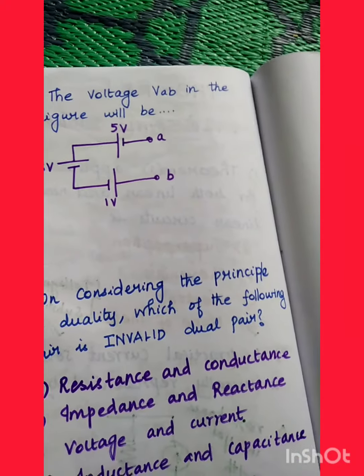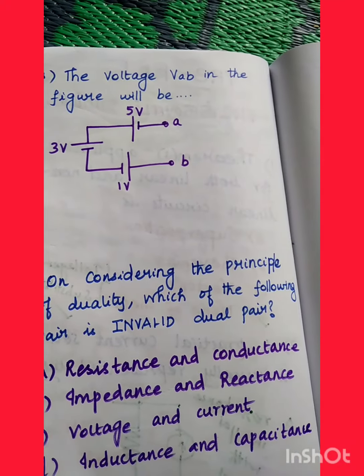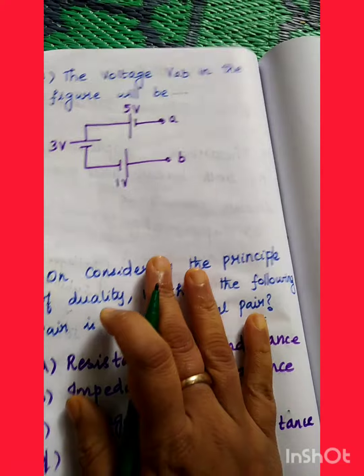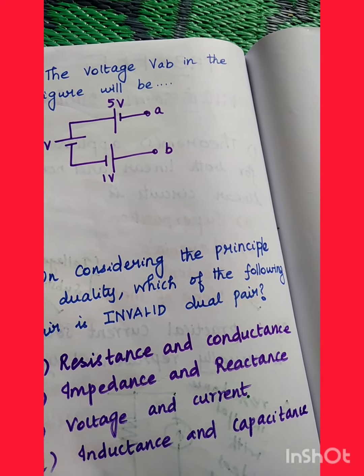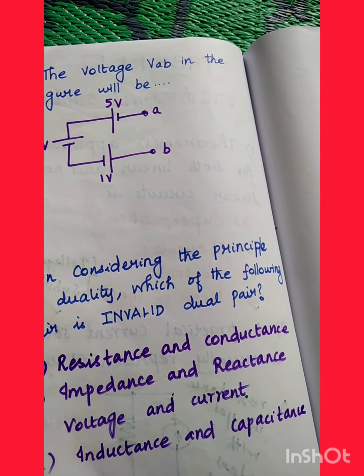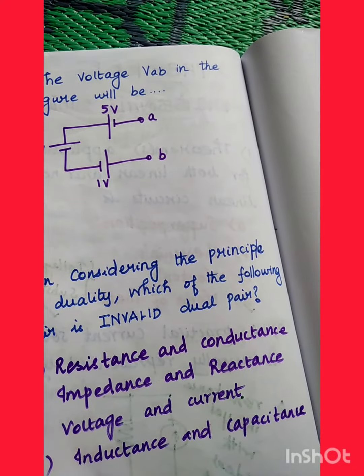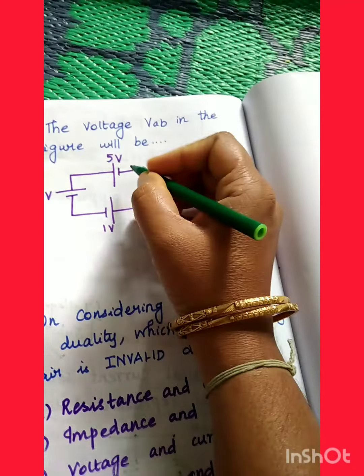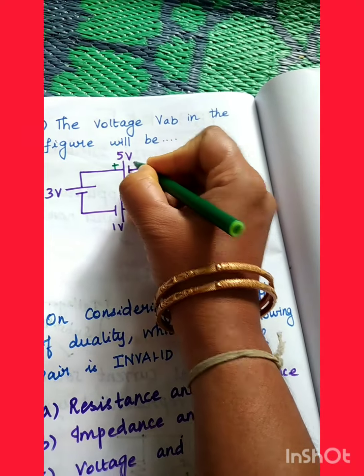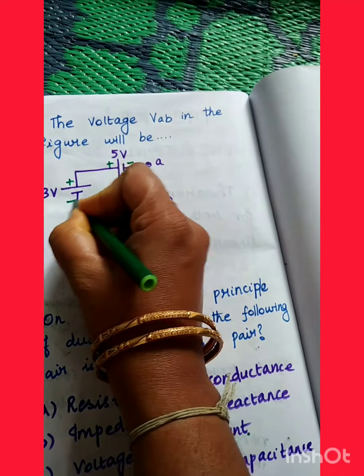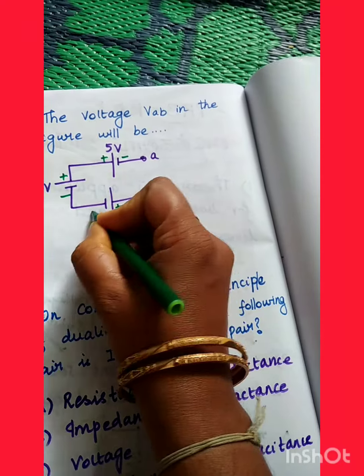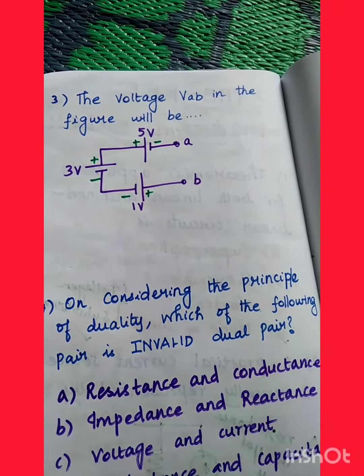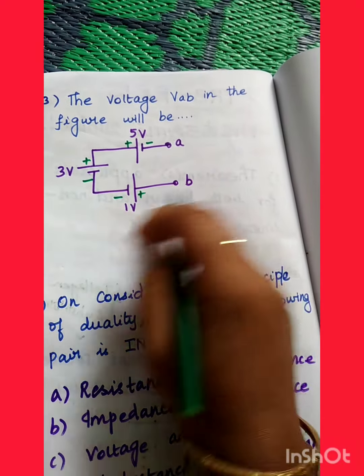given, the voltage VAB in the figure will be. It is the question they have asked. So how are we going to solve this problem? Before solving this, we should know the concept of the polarity of the voltage. Let us assign the plus and minus symbols here. Our question is finding out the voltage VAB.